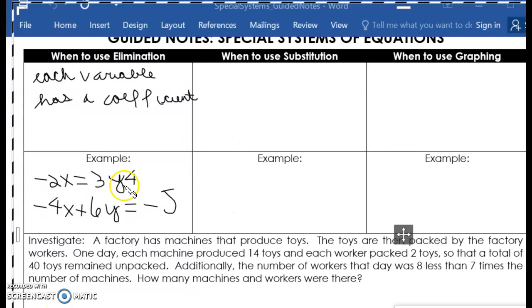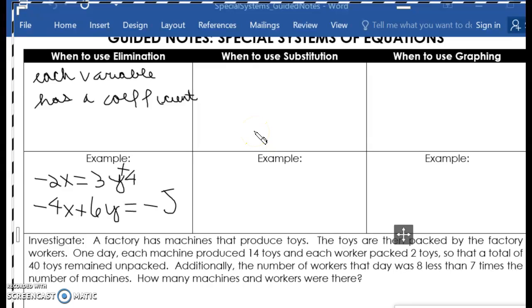So in this example, oops, forgot my plus sign. It would make the most sense to use elimination because both variables have a coefficient in both equations. So we would have to rearrange them to standard form, and I would probably multiply this equation through by 2, negative 2, to eliminate one or both of the variables.